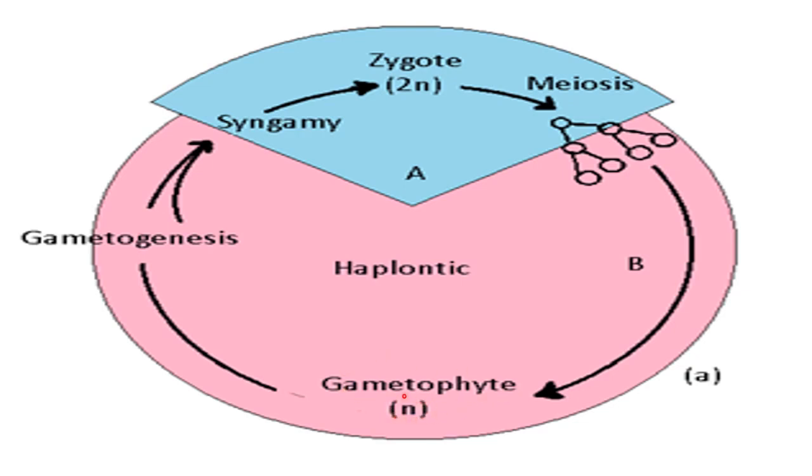N means this is haploid, because the gametophyte is the dominant stage in the haplontic life cycle, or the plants having haplontic life cycle. This phase is dominant. That's why we are starting from here. So this is gametophyte. It is represented by N, means it is haploid.